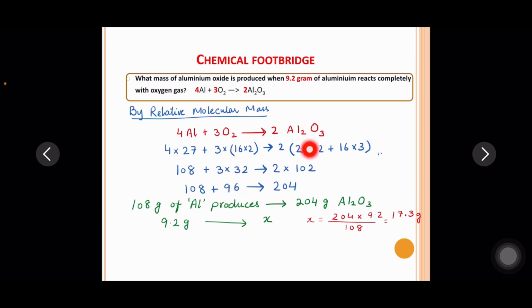of aluminium oxide. If 108 gram of aluminium produces 204 gram of aluminium oxide, 9.2 gram will produce X. Here we are ignoring oxygen because it is not needed in the question. So X can be found out this way: X equals 204 times 9.2 divided by 108. The same answer is there, 17.3 gram.